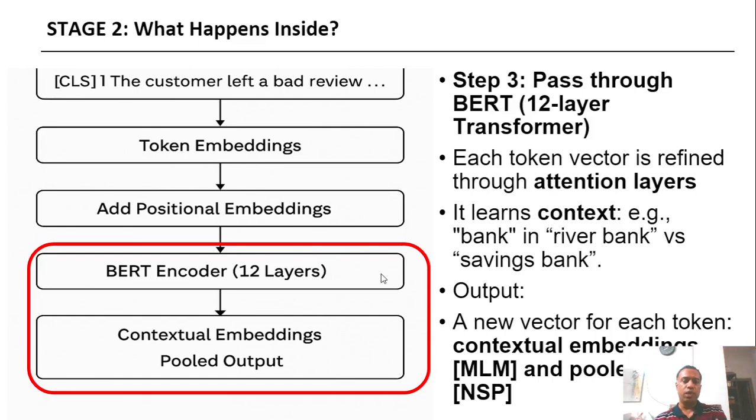Finally, you get an output, which is a new vector: a contextual embedding, which is used by MLM, and a pooled output, which is used by NSP and also for classification. For example, if there were 5 tokens, you will have 5 vectors, each of size 768, which gives us the contextual embedding. You will also have a pooled output of shape 1 by 768. This is the classification token, also used by NSP.